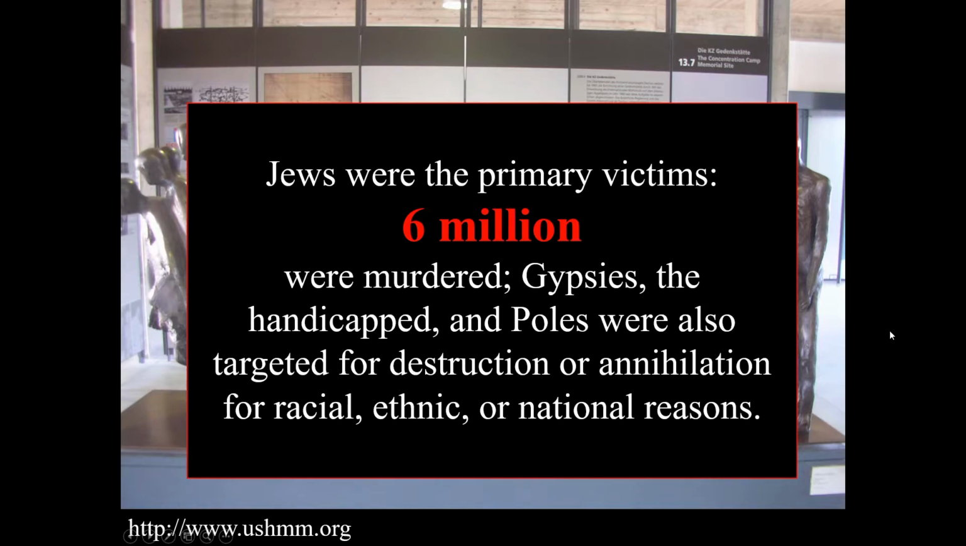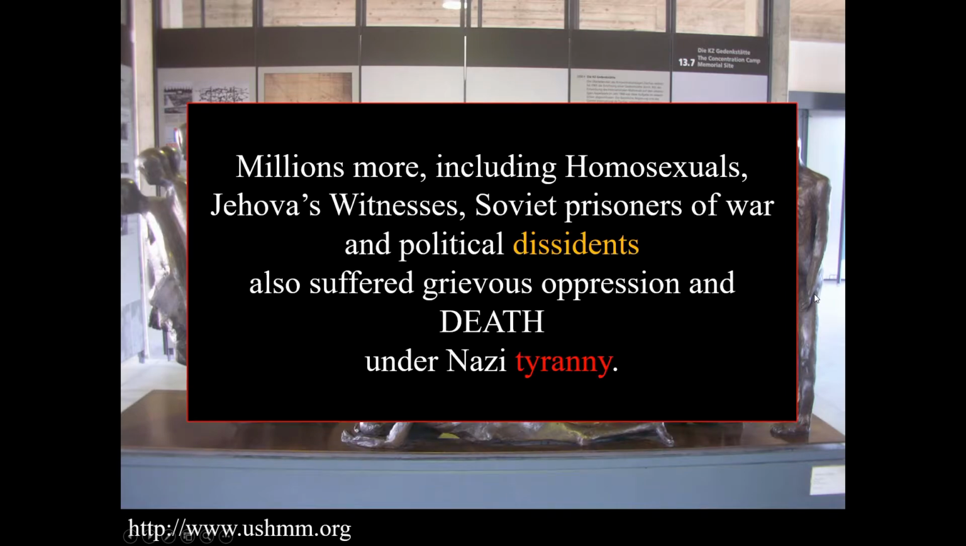Now, the Jews were the primary victims, and we're going to see that 6 million Jews were murdered. But notice they were not the only victims. We're also going to be seeing gypsies, handicapped people, Polish people. They were also targeted for a various number of reasons, and more, including homosexuals, Jehovah's Witnesses, prisoners of war, meaning people they were fighting against that got captured, but also political dissidents.